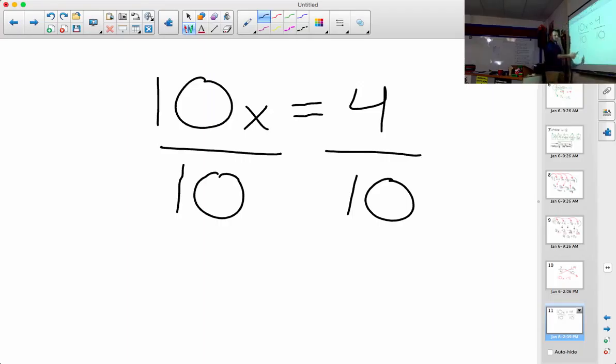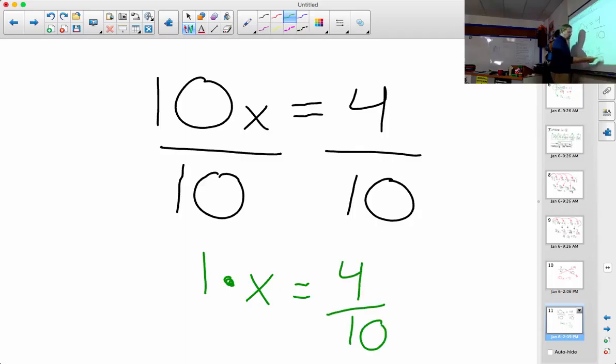Okay, what happens to these 10s? They cancel out. Really, what is happening to them? 10 over 10 equals what? 1. It equals 1. So this becomes 1 times x equals 4 over 10. Do we really need to write the 1 in there? No. Anytime you multiply by 1, you don't really need to write it. So really, it's just x equals 4/10.